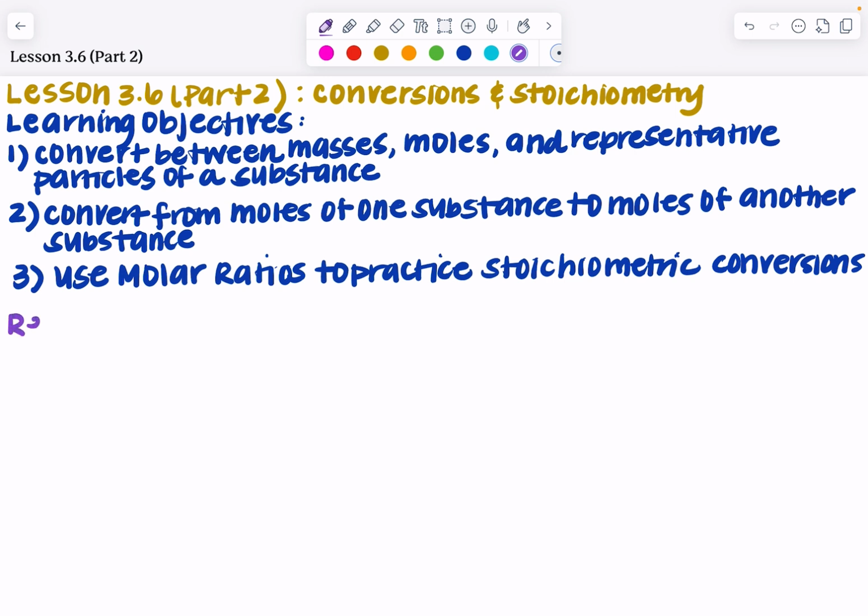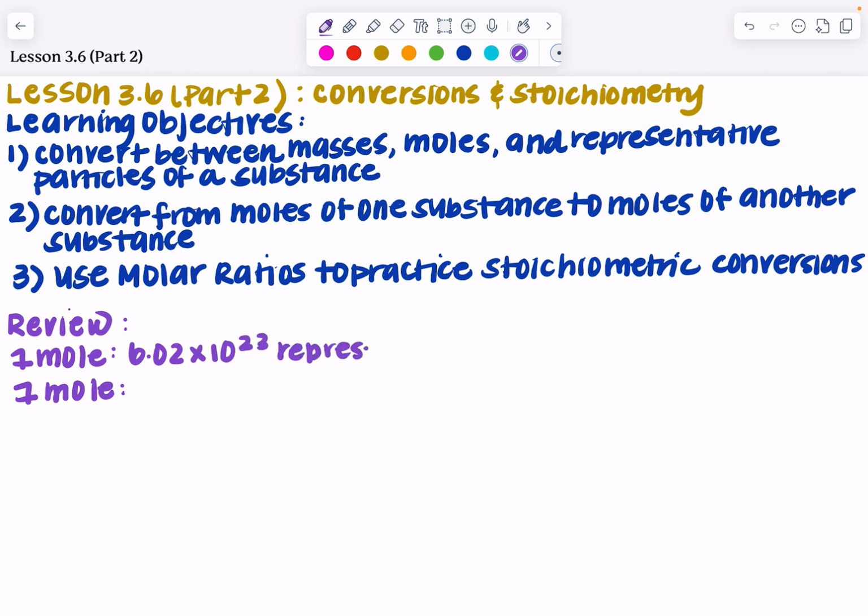I want to start with a little bit of review. And I know I've been so overkill with this, but we've been talking about moles, mass, and representative particles. And we should know at this point that 1 mole is equal to 6.02 times 10 to the 23rd representative particles.